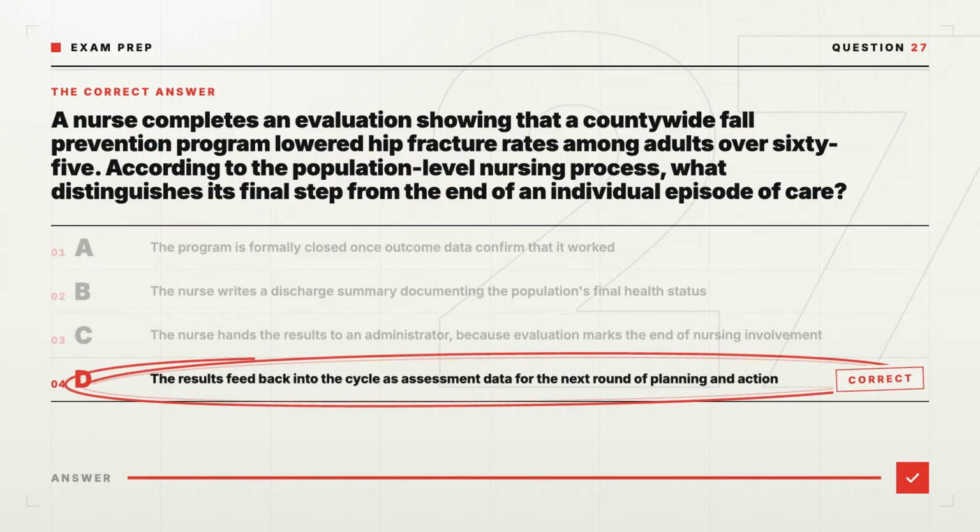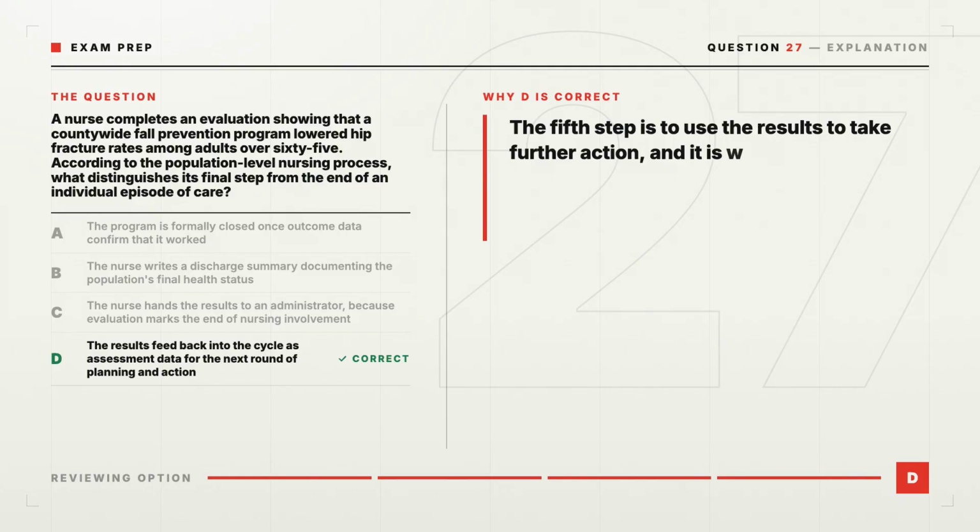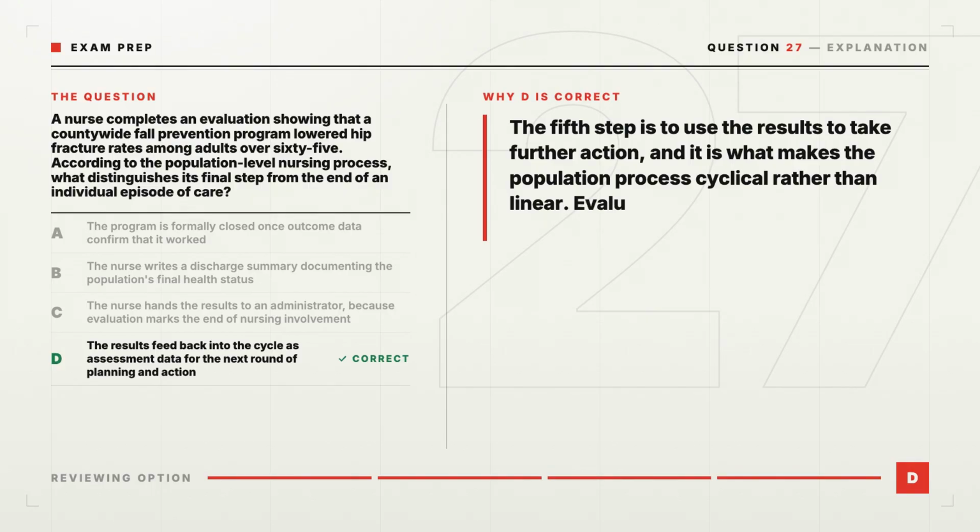The correct answer is D. The results feed back into the cycle as assessment data for the next round of planning and action. D is correct because the fifth step is to use the results to take further action, and it is what makes the population process cyclical rather than linear. Evaluation findings become the assessment data for the next round, so the nurse refines, expands, redirects, or sustains the work.